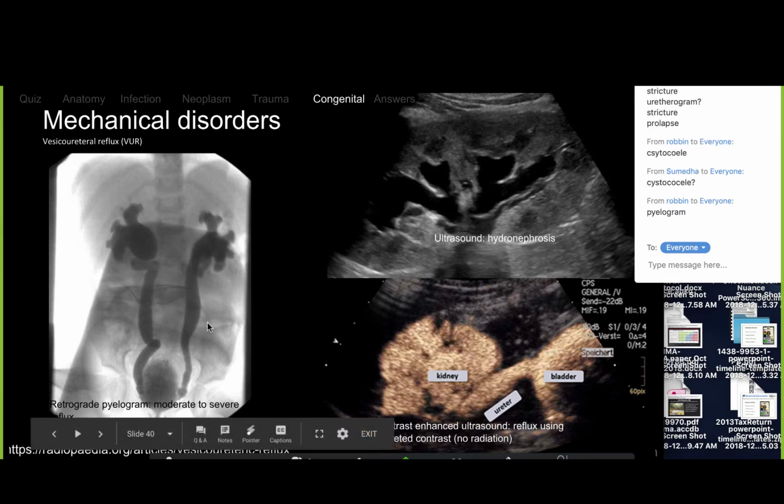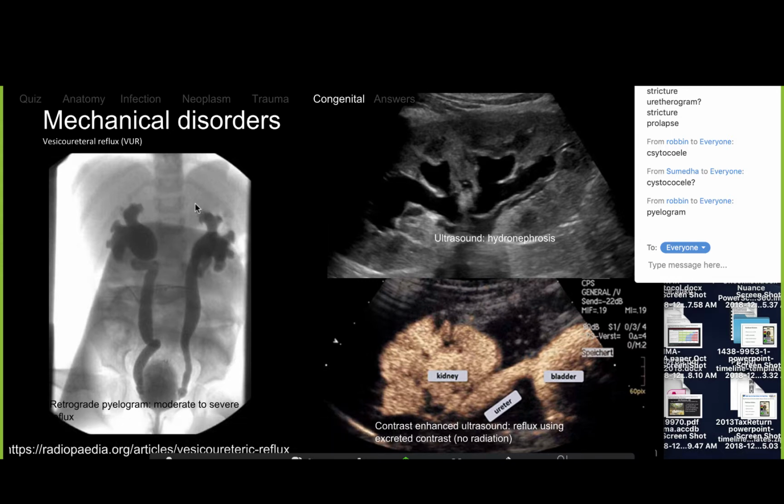Parallelogram. So it's a retrograde cystogram. Normally, if you fill the bladder, you shouldn't see the ureters or the renal calyces. But here, the bladder fills and you see both. So this is called reflux, and it's severe because the renal calyces are starting to get blunted. You lose the normal fornices and stuff like that.